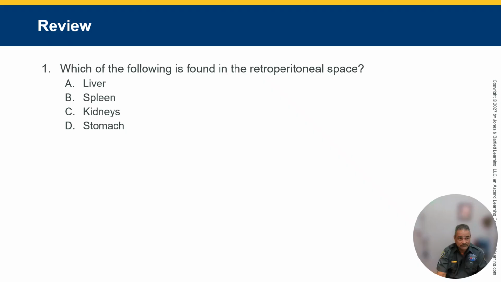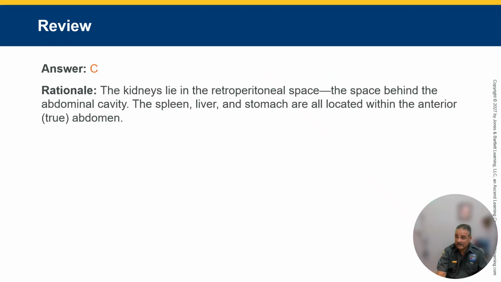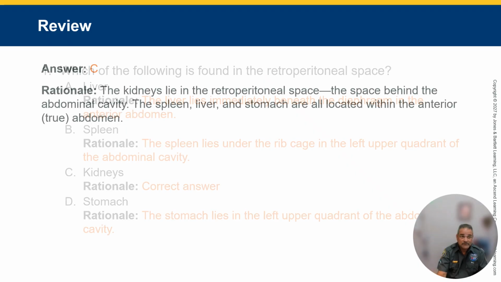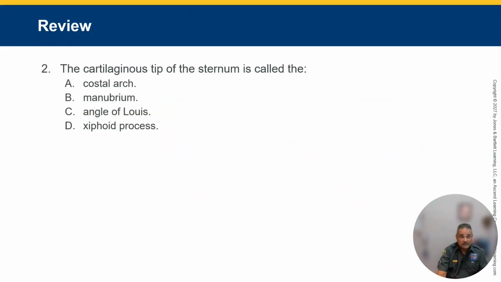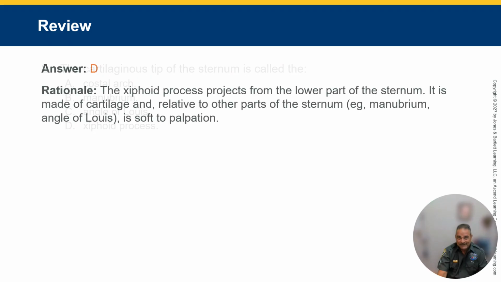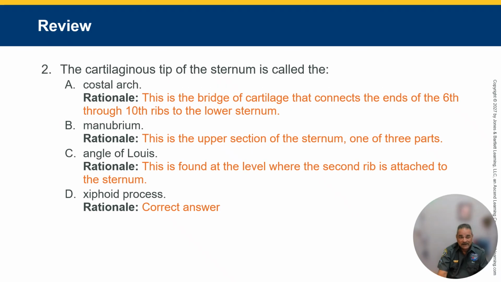All right. If you said kidneys, you are correct. Good job. There's your rationale for that. Next one. The cartilaginous tip of the sternum is called, remember the little thing that's down there at the end? Playing the xylophone? Hint, hint? Okay. If you answered D, you are correct. The xiphoid process. There's your rationale for that one.